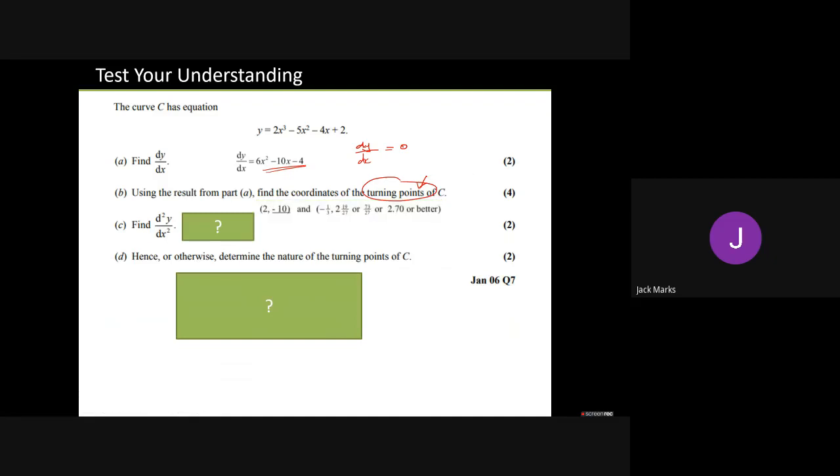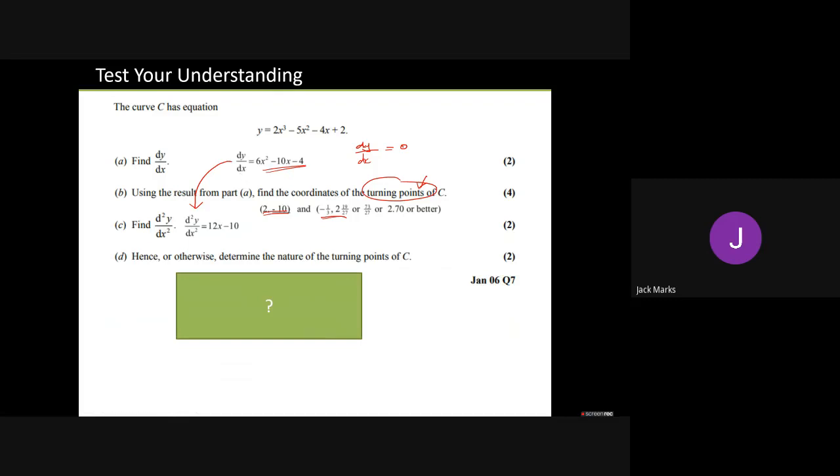So 2, minus 10 is one of them, and minus a third, 2.7. Okay, I'm not sure if that's an exact answer. So there's 2 turning points. Okay, let's go like that. Differentiate again. Well, that just means differentiate this one again. So 12x minus 10 by the look of it.